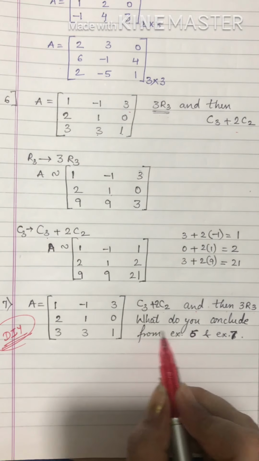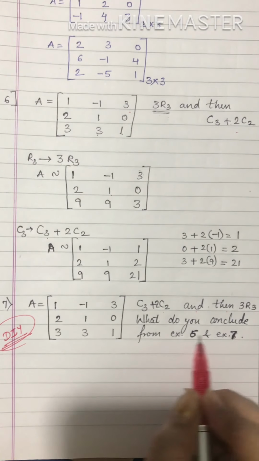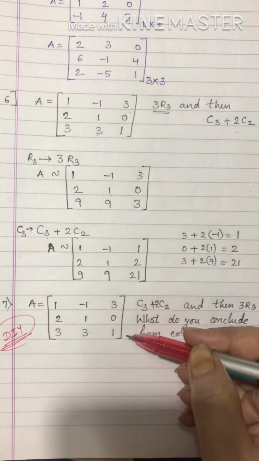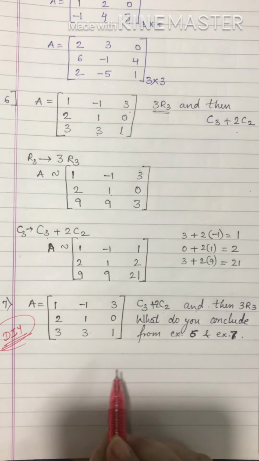And then they are asking what do you conclude from example 6 and example 7, that is this and this sum. Now towards the end you will see there is a property that is followed by these two sums, and I'll give you that as a hint. You can just say both the transformations are commutative. Just try doing it yourself.